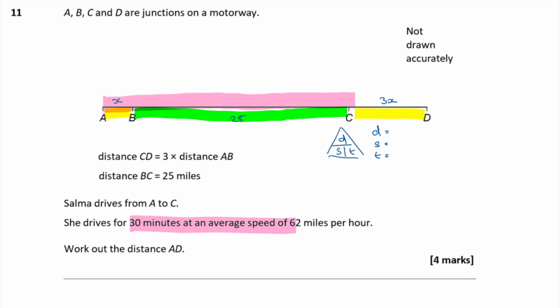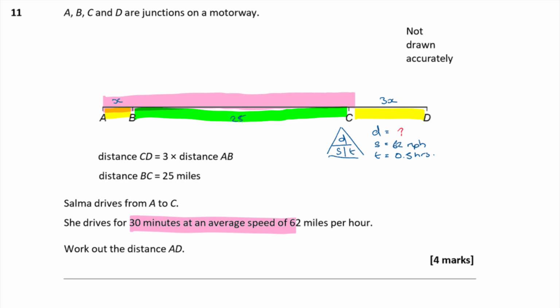Right, so she drives for 30 minutes at an average speed of 62 miles an hour. So we know speed, it's 62 miles per hour. And we know time. Now time is in minutes and speed is in miles per hour. So I'd like to convert that 30 minutes into hours so it matches the units with the miles per hour. So 30 minutes is half an hour, or 0.5 hours, isn't it? So time is 0.5 hours and speed is 62. So from that, we should be able to work out D, the distance.